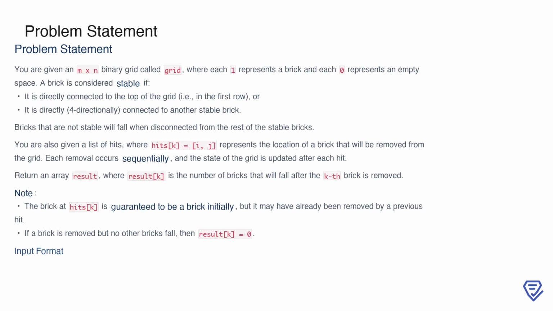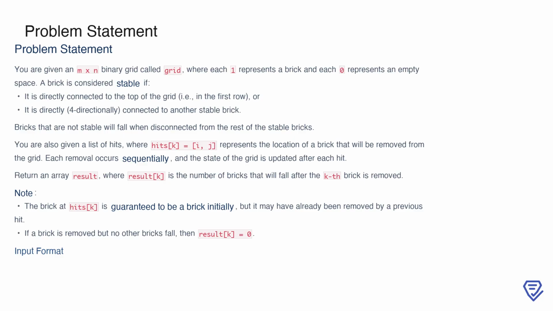In this problem, we are working with a binary grid called grid, which has dimensions m x n. Each cell in this grid is either a 1, representing a brick, or a 0, representing an empty space. Now, the key concept here is stability. A brick is considered stable if either it is in the top row of the grid or it is connected to another stable brick through one of the four cardinal directions: up, down, left, or right. On the other hand, bricks that are not stable will fall if they lose their connection to the stable structure.